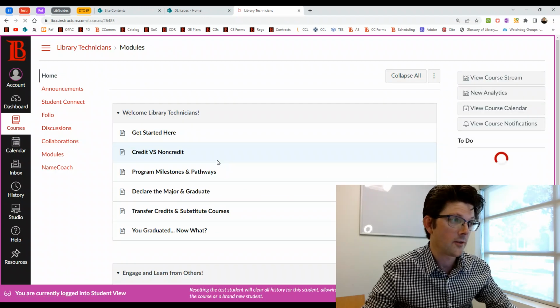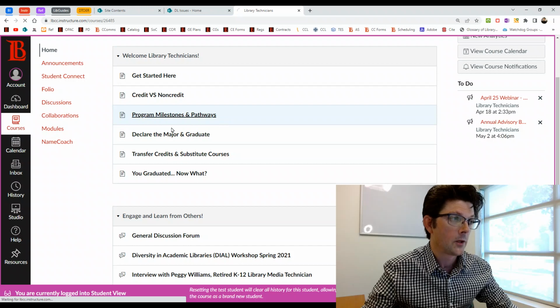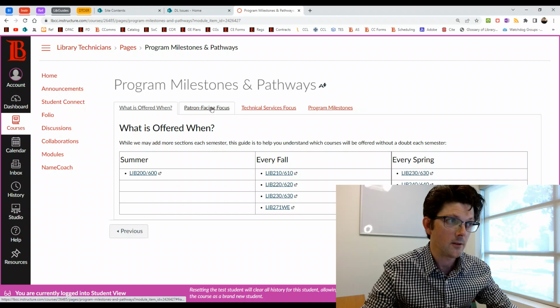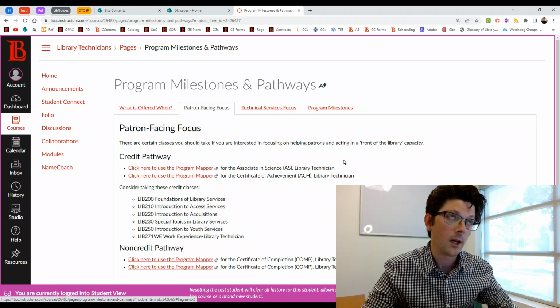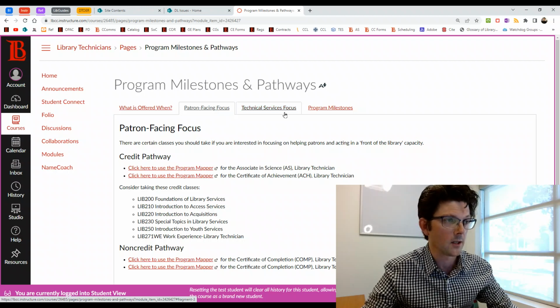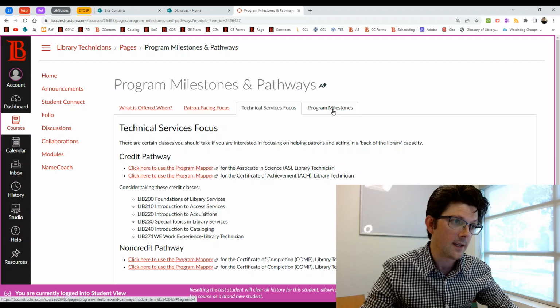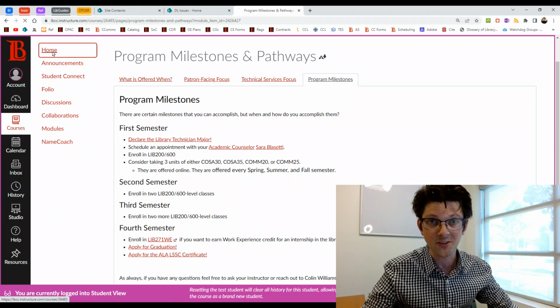Okay, so credit versus non-credit is there, and we also have this program Milestones and Pathways. What we're looking at here might help you understand when classes are offered, depending on if you want to be in the front end of libraries or the back end with technical services. This can help you realize which classes to take, when to take them, and when you should be doing things like declaring the major and applying for graduation.